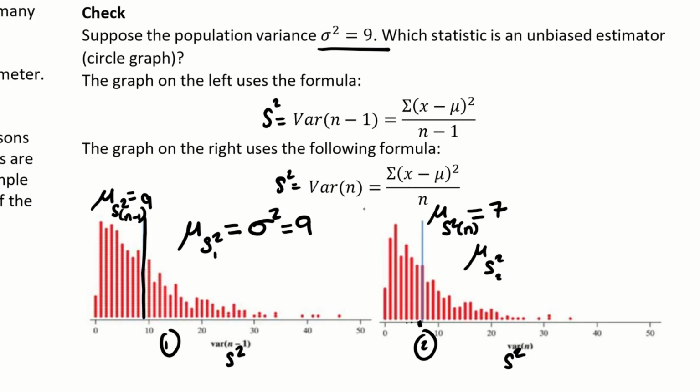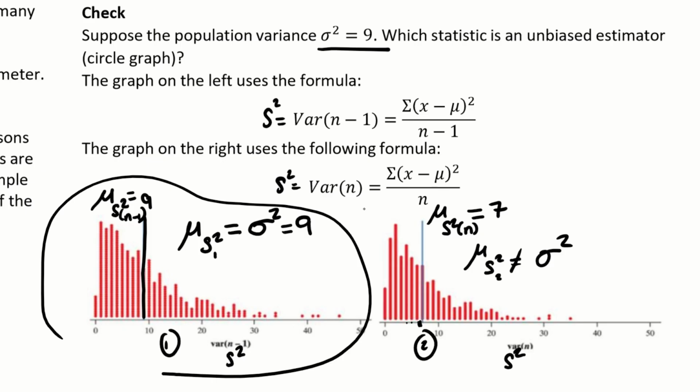And therefore, the one on the left is an unbiased estimator. The one on the right is not an unbiased estimator. So we're going to graph this one right here. This one is the unbiased estimator.